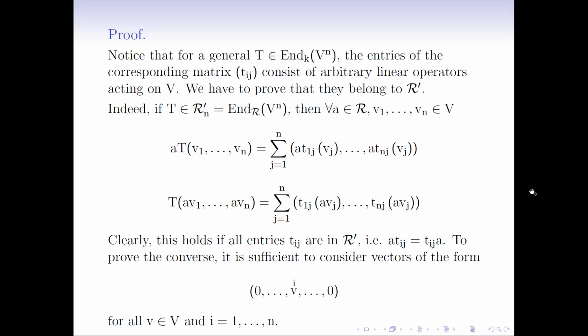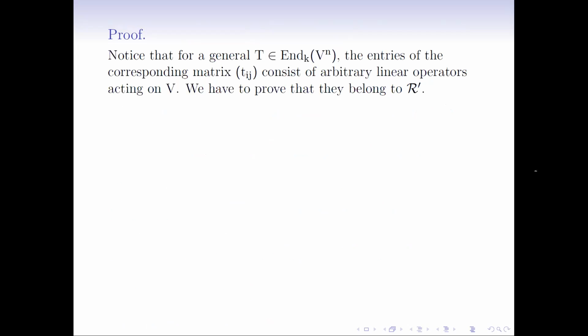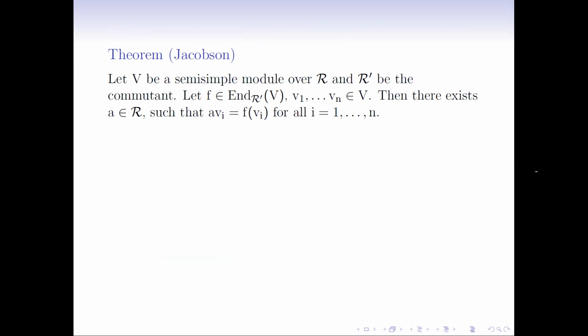So now we want to use this simple lemma to prove another theorem, the theorem of Jacobson, which states as follows. V is a semi-simple module over R, and R prime is the commutant. And this generalizes the previous lemma for an arbitrary number of vectors in V. So for any F which belongs to endomorphisms over R prime of V, so those operators which commute with the commutant, sometimes it's called a double commutant, right?